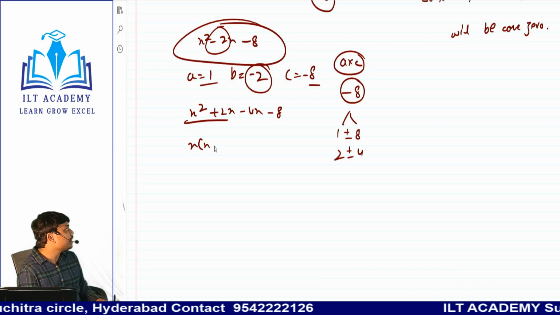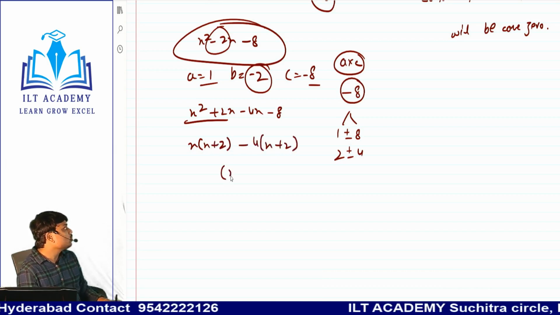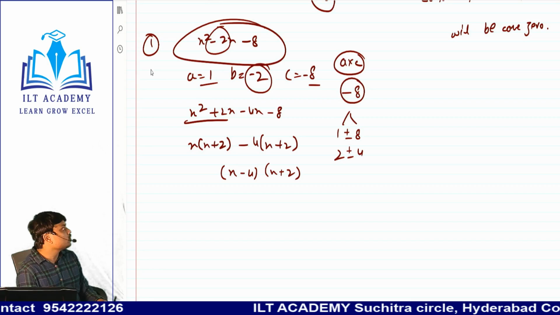Now in both of these what can we take common? x. If you take x common, you get x plus 2, minus 4 into x plus 2. So x minus 4 into x plus 2. These are the zeros of the polynomial.